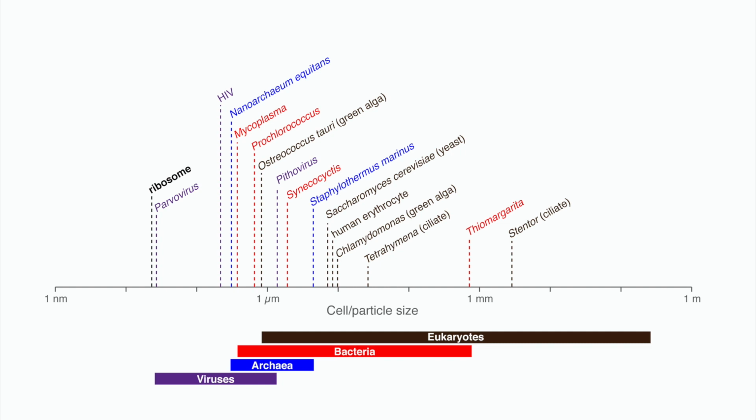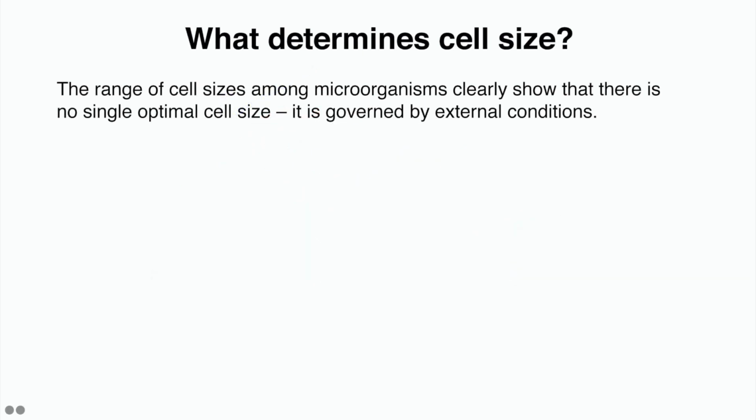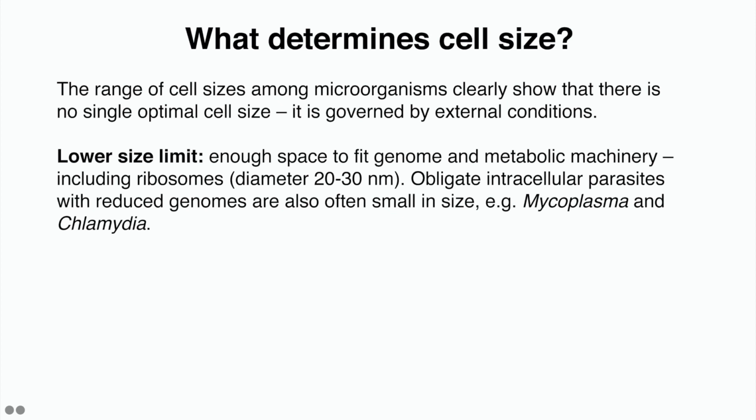This diagram shows the remarkable spectrum of organism sizes of viruses, archaea, bacteria, and eukaryotes. Note that the scale is logarithmic. The range of cell sizes among microorganisms clearly shows that there is no single optimal cell size. It is governed by external conditions. The lowest size limit for a cell must at least be large enough to fit its genome and metabolic machinery, including ribosomes, which have a diameter of 20 to 30 nanometers. Obligate intracellular parasites with reduced genomes are therefore also often small in size, such as mycoplasma and chlamydia.